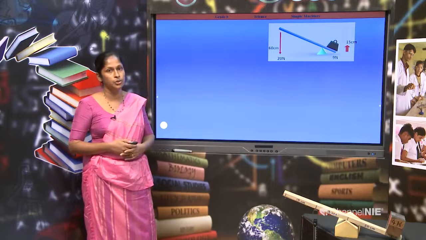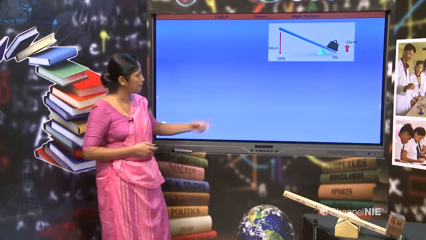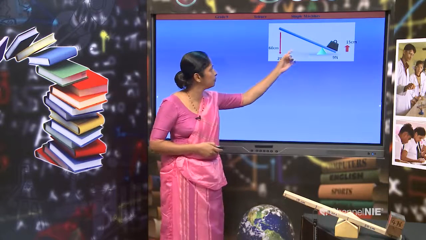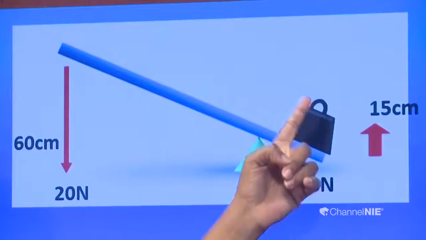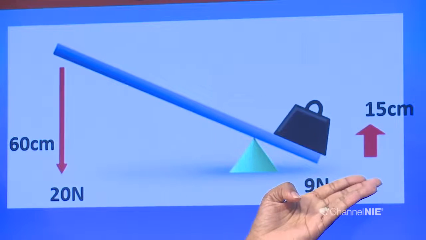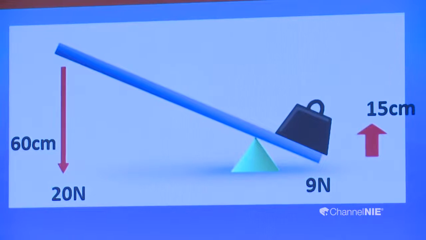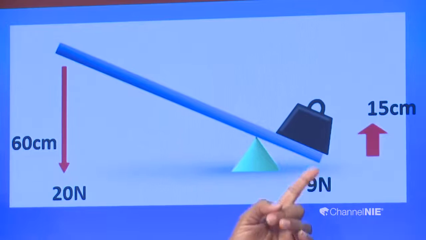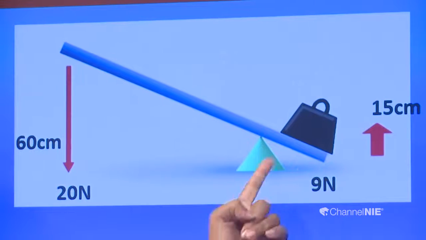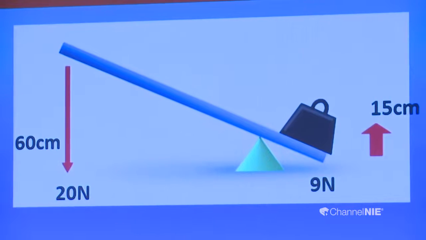Now, let us do another calculation. In this simple machine, this load is lifted to a 15 centimeter height and the load is 9 Newton weight. The force that we exerted is 20 Newton and it moves over a 60 centimeter distance.